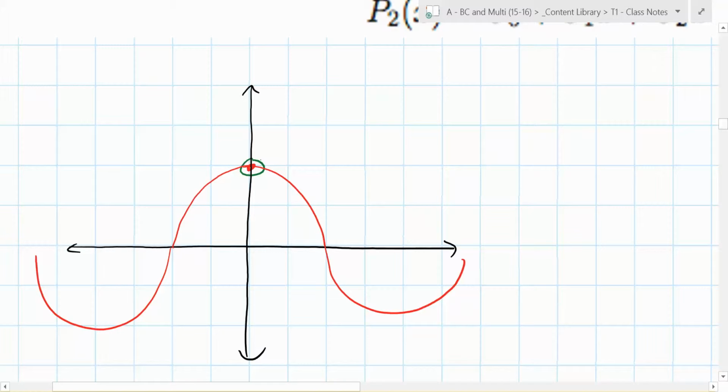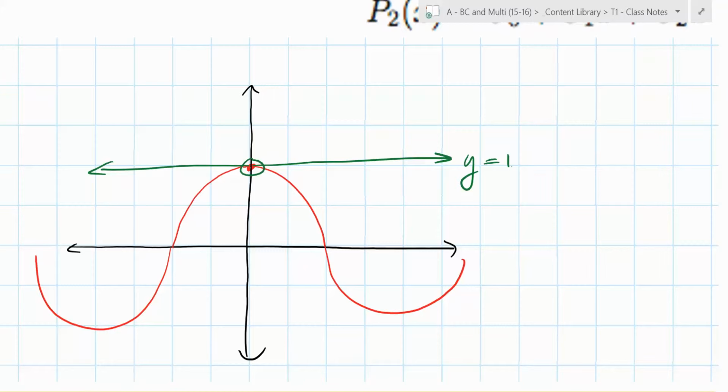Yeah. Y equals 1. Exactly. So y equals 1 is your linear approximation. Why is that the proper linear approximation? It goes through that point, and it has the same derivative. They share derivatives. What's the derivative of cosine at 0? 0. What's the derivative of any horizontal line? 0. So it shares the same first derivative, and it goes through the point.